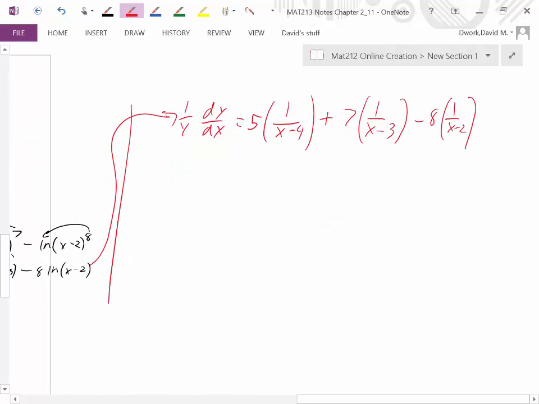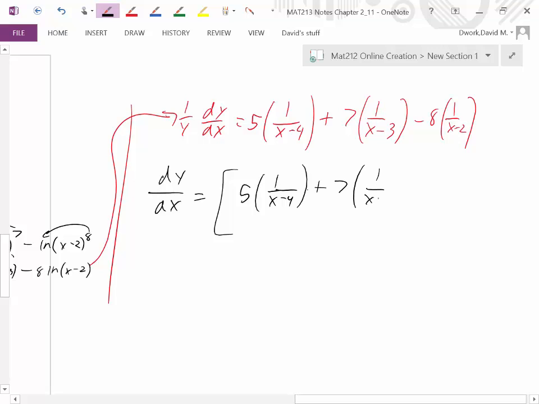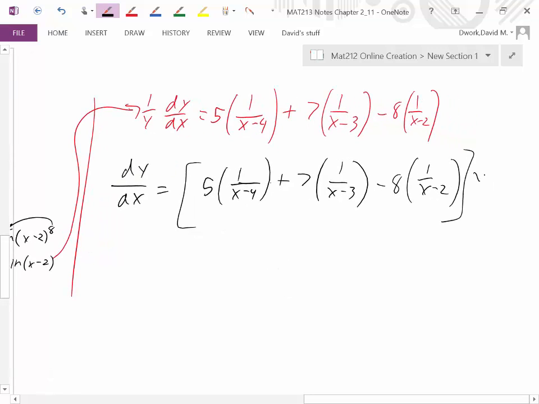All right, now what? We're almost done. Our derivative is all written on the page. We just got this 1 over y multiplying dy/dx. So let's go ahead and multiply that to the other side. So it's going to give me dy/dx equals 5 times 1 over (x minus 4), plus 7 times 1 over (x minus 3), minus 8 times 1 over (x minus 2), all of that times y.